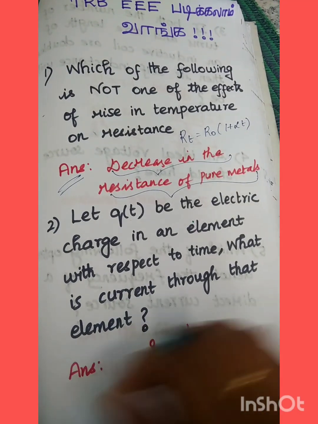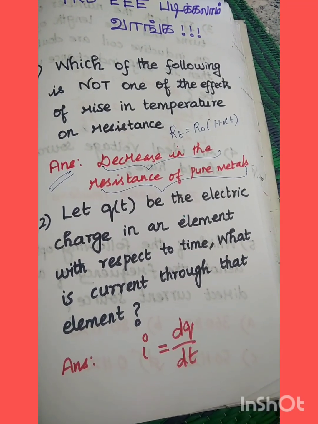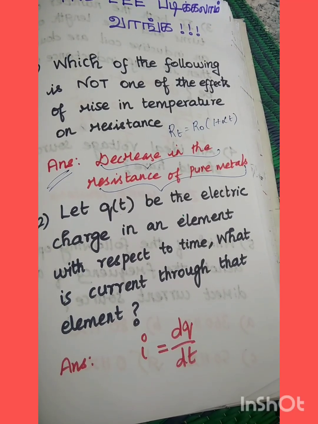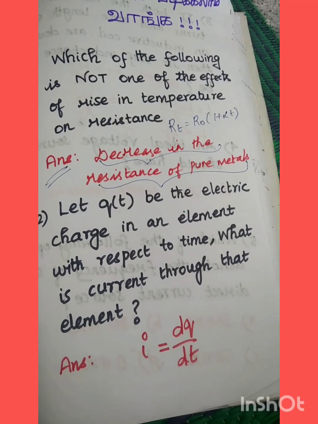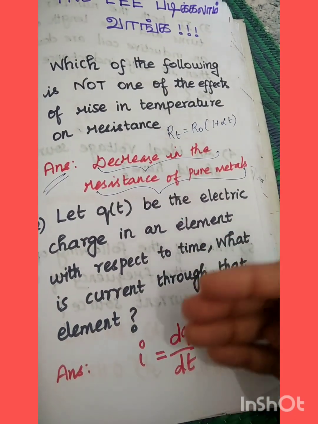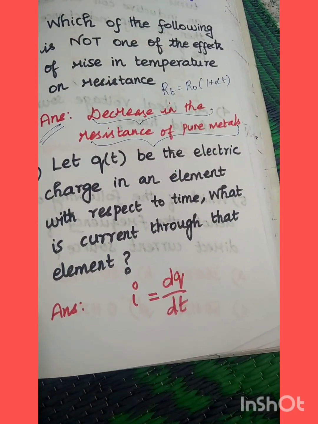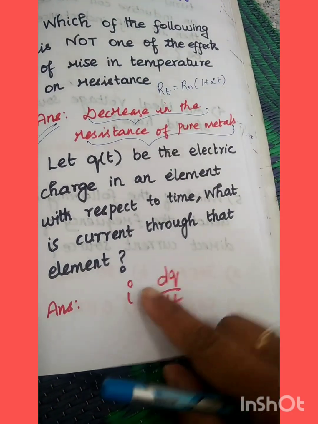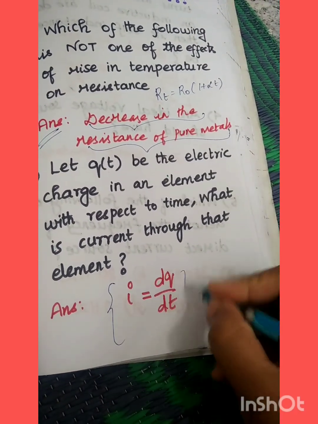And the next question. Let q(t) be the electrical charge in an element with respect to time. What is the current through that element? What is the meaning of electric current? It is the rate of flow of electric charge. Mathematically we can describe it as i = dq/dt. It is the option given to you, so you can choose this option.